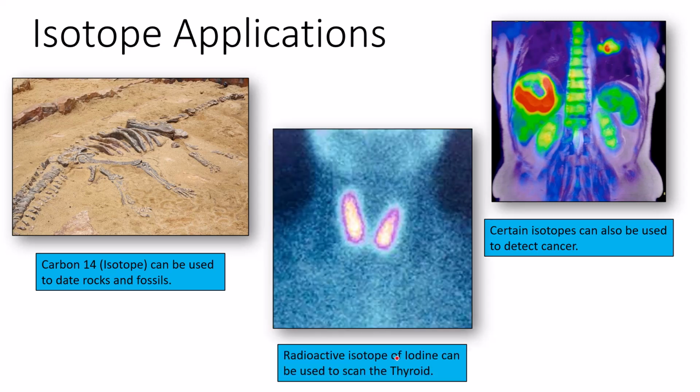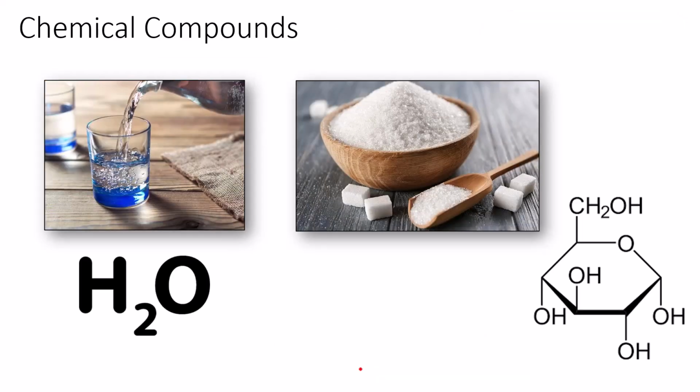And we can use different radioactive isotopes of iodine to scan the thyroid, because when the radioactive version or the isotope version of iodine is injected into patients, it will congregate in the thyroid, and so it will cause the thyroid to glow, and we can look at specific sizing of the thyroid, and we can make sure it's the proper size. Chemical compounds. So what is a compound?